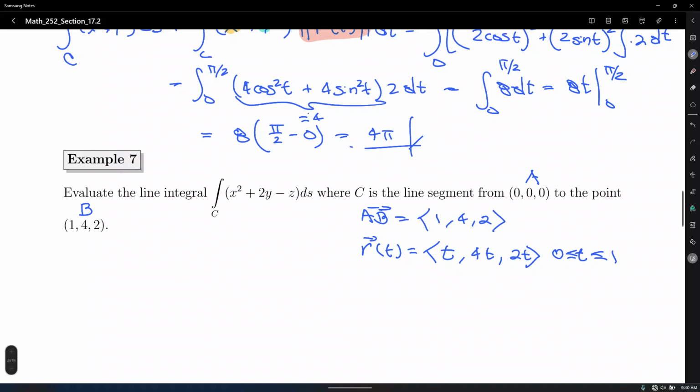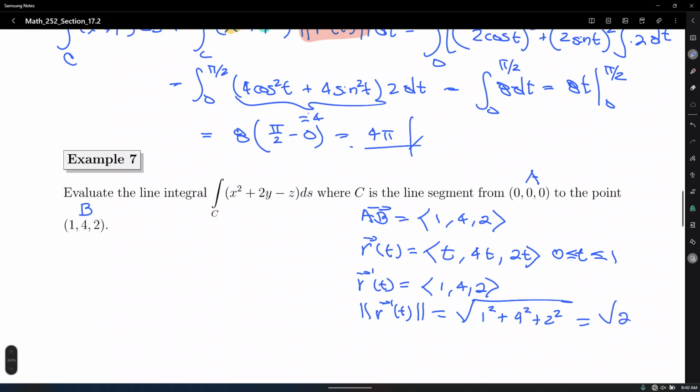Well, almost, right? Let's take the derivative, r prime. That equals (1, 4, 2). Then let's find the magnitude of r prime. That equals the square root of 1 squared plus 4 squared plus 2 squared. That's 1 plus 16, that's 17, 17 plus 4 is 21. The square root of 21. That's going to be our compensation factor to go from the world of s to the world of t. We have everything we need.